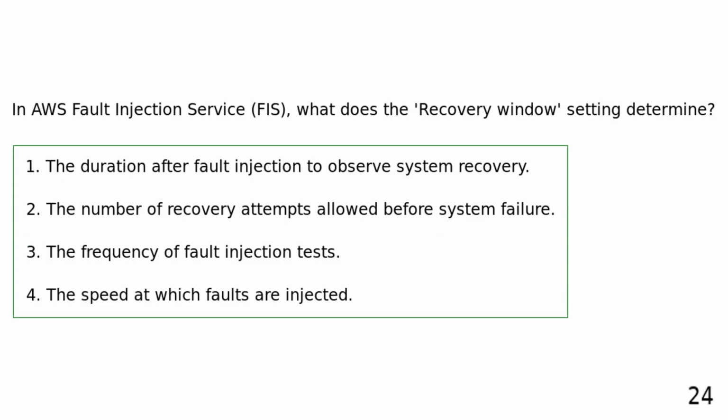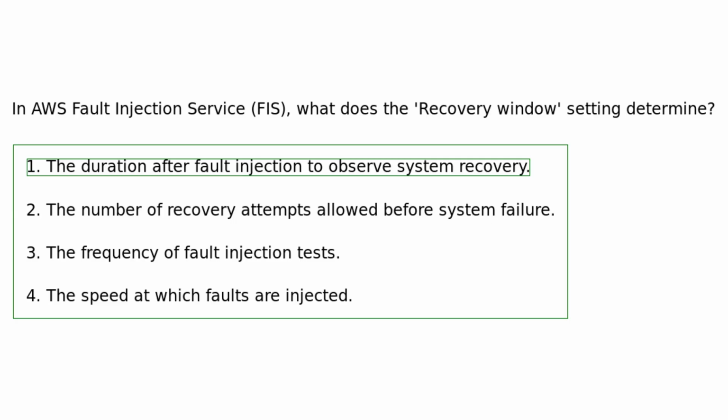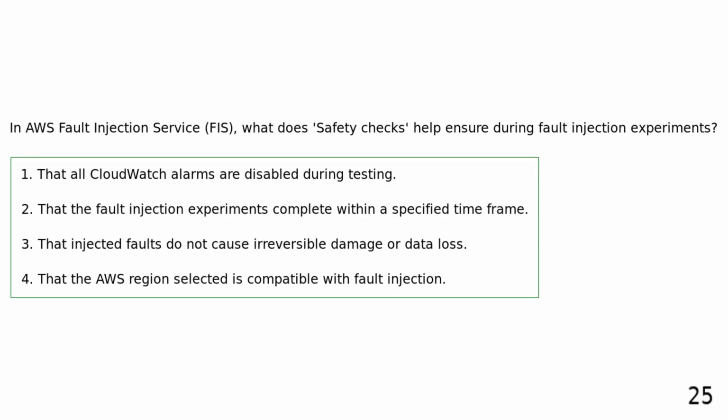In AWS Fault Injection Service, what does the recovery window setting determine? The duration after fault injection to observe system recovery. The number of recovery attempts allowed before system failure. The frequency of fault injection tests. The speed at which faults are injected. The recovery window in AWS Fault Injection Service determines the duration after fault injection during which system recovery and behavior are observed.